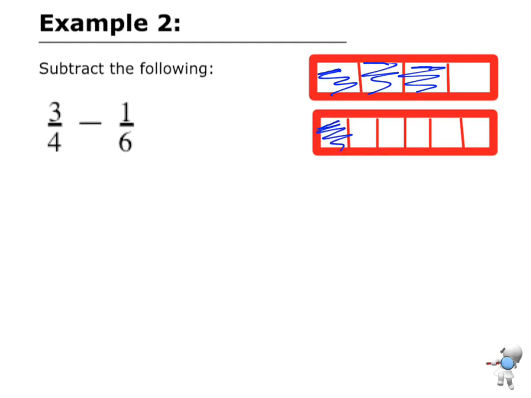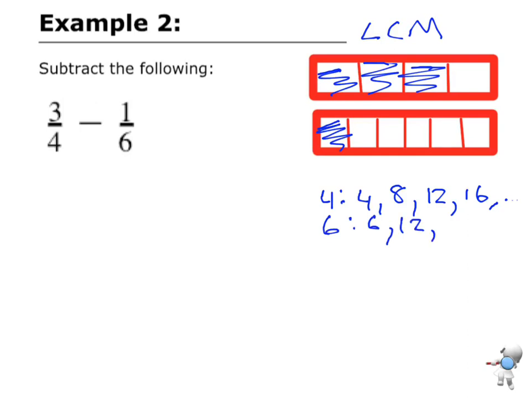So because they're different denominators, I need to make them the same. So let's think LCM, lowest common multiple of 4 and 6. Well, I know my multiples of 4 are 4, 8, 12, 16, and so on. My multiples of 6 are 6, 12, 18, and so on. Lowest common multiple is 12. And so that's what I want to do, is turn both of these into 12ths.